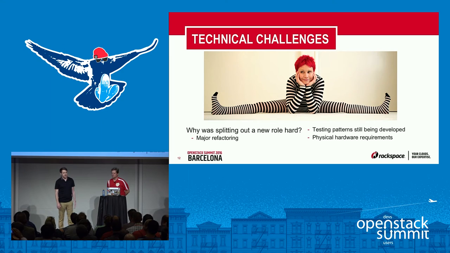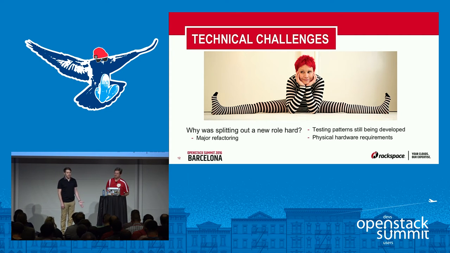So the technical challenges that we faced, like I said, we had to split out a new role. We had to try to implement a new role while struggling with some of the hardware challenges that Michael had talked about. But we also had to refactor it all the time. So we're refactoring the role and trying to fit into a new system that isn't quite there yet, and then deal with all the changes that are going on within the project. So that was pretty difficult.